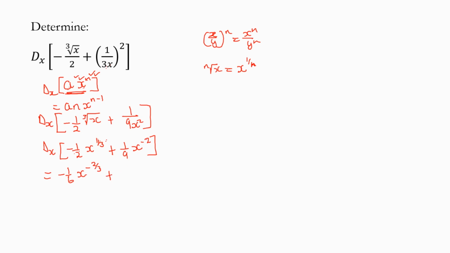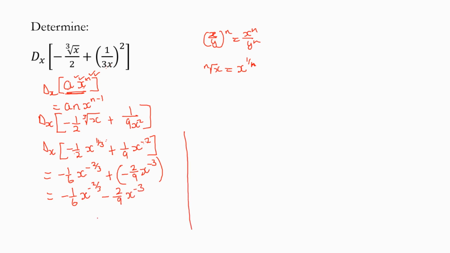Then plus -2. Let me put this in the bracket: -2 times 1/9 is going to be -2/9. And then what is -2 minus 1? That's -3. Let me remove this bracket, it was unnecessary, but it's fine. Okay, and then x to the power -2/3, minus 2/9, x to the power -3.